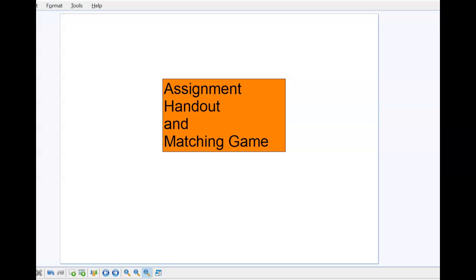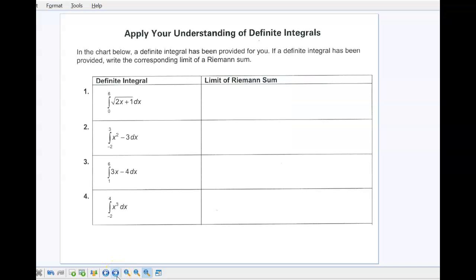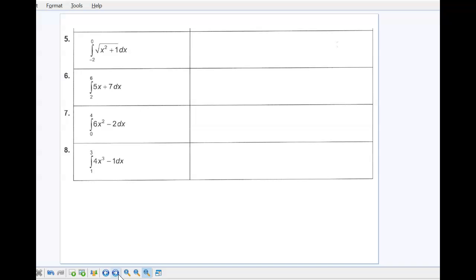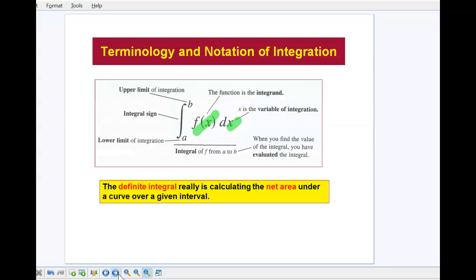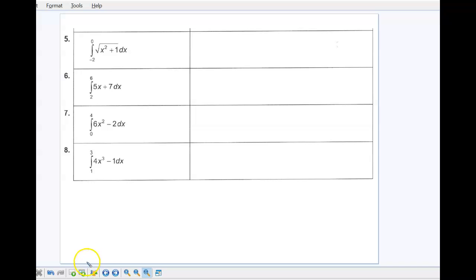Okay, that pretty much ends our lesson. So there'll be a handout for you to do, and there'll be a matching game that we'll play in class. So I'll give those to you in class, so you can give those a whirl and see how you do. In fact, your assignment in your handout is going to be numbers 1 to 4, and numbers 5 to 8. And the matching game is a game that we'll play in class. So give those a try and see how you make out.